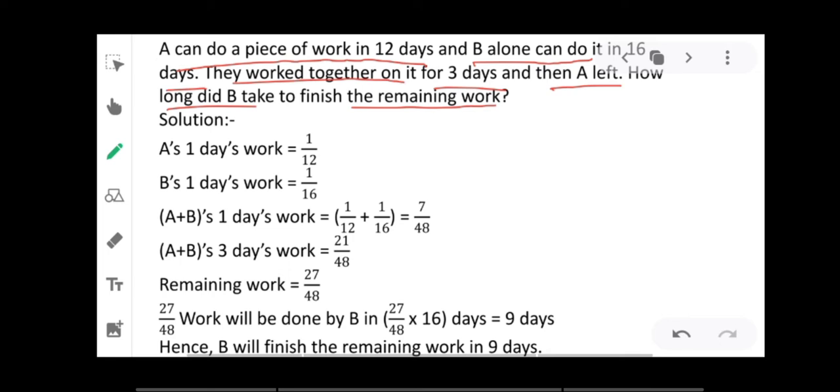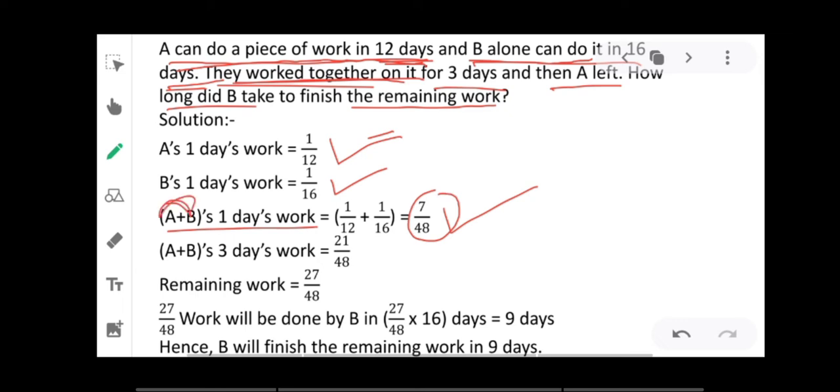So A can do a piece of work in 12 days. That means A's 1 day work equals 1 upon 12, and B alone can do it in 16 days. That means B's 1 day work equals 1 upon 16. Clear? And they work together, so their 1 day work will be 1 by 12 plus 1 by 16 equals 7 by 48. Clear? So this is the 1 day work of A and B.